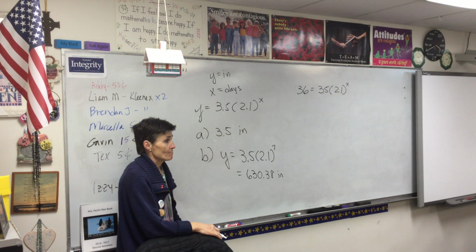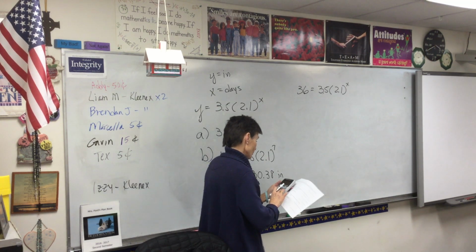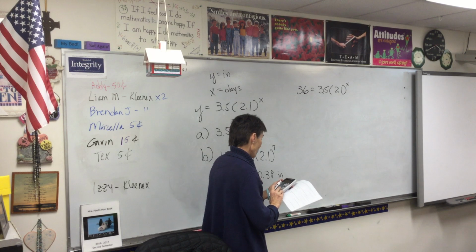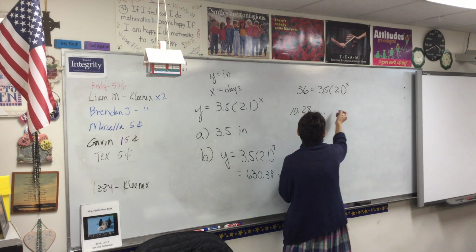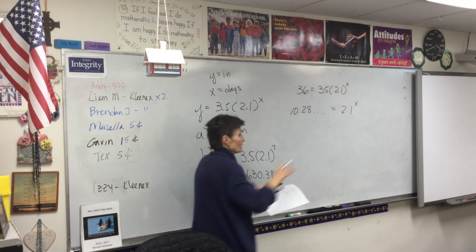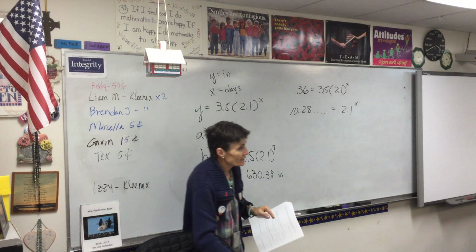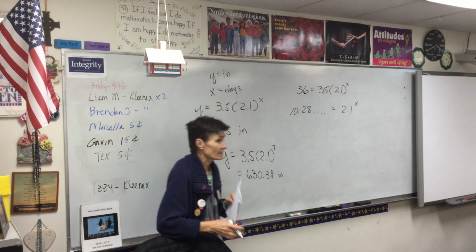Now what? I'm going to divide. That won't be nice. 36 divided by 3.5. So I got 10.28, a whole bunch of stuff. It's a big old decimal. You don't need to write it down, but if you're more comfortable writing it down, that's what you need to do. Write down the whole thing.